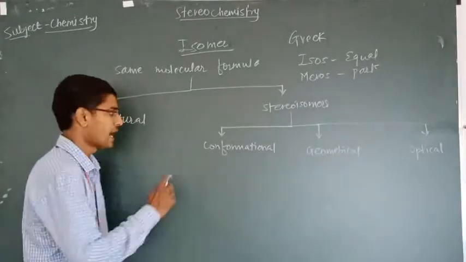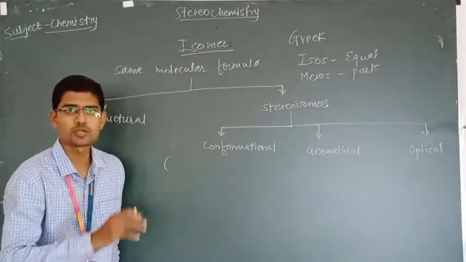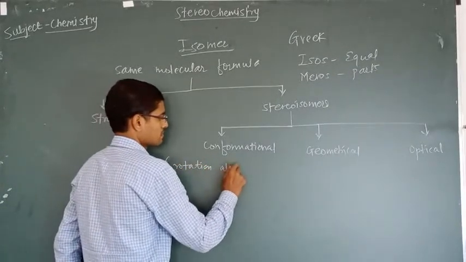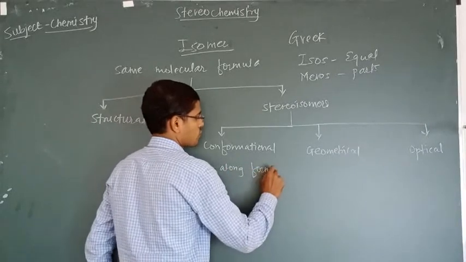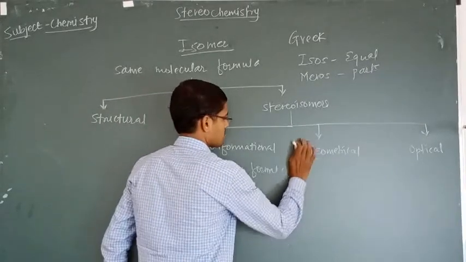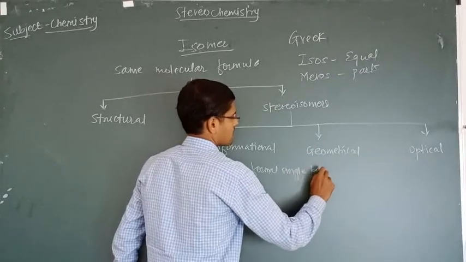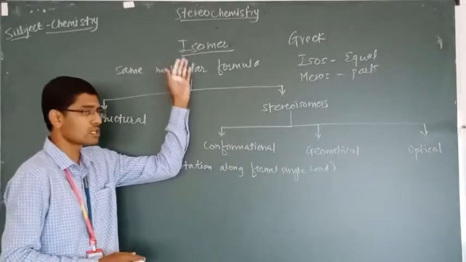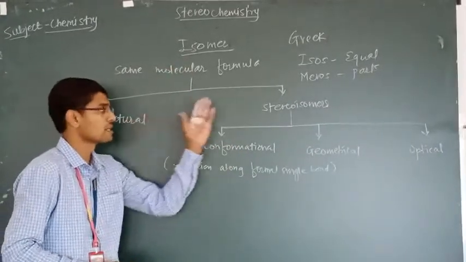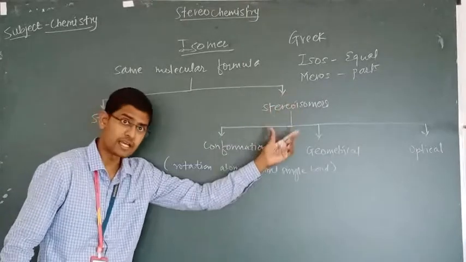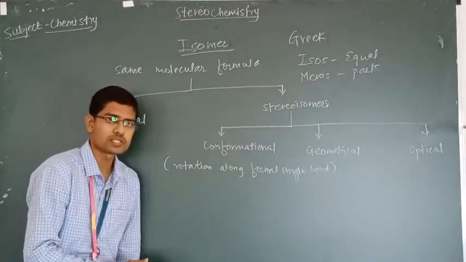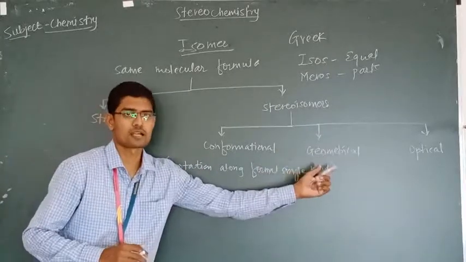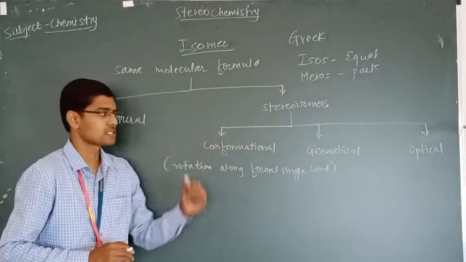Conformational isomers: isomers that can be converted into each other by rotation along a single bond. What are conformational isomers? Isomers having the same molecular formula, same structural formula, but different orientation in space, and these isomers can be converted into each other by free rotation along a single bond. These are called conformational isomers.